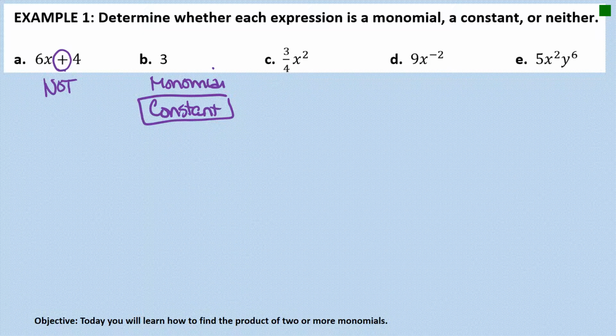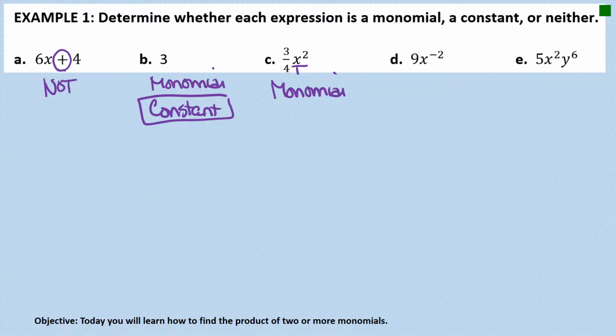You might think it's not because of that division down there, but it's not a fraction, so it's okay. It's not a variable, so it's all good. That x squared would be over 1, so it would be on top. So it's good. So this is a monomial.